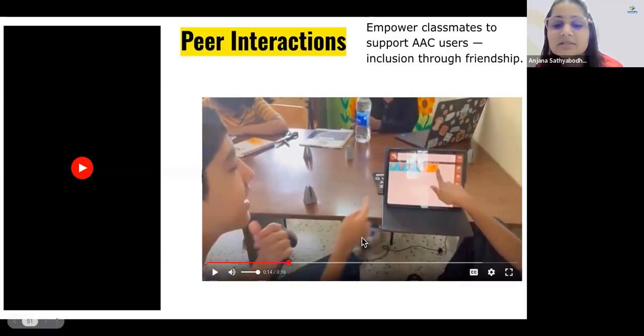As you can see, this kind of peer interaction is very valuable to a non-speaking child, because peer interactions are difficult to happen among non-speaking children. So this was very nice to witness.